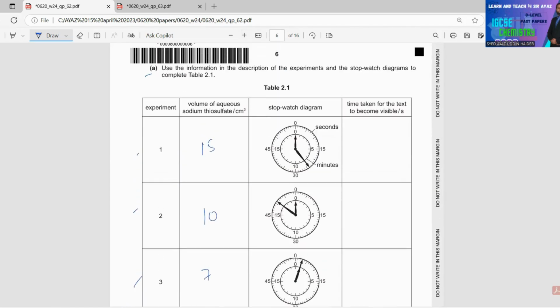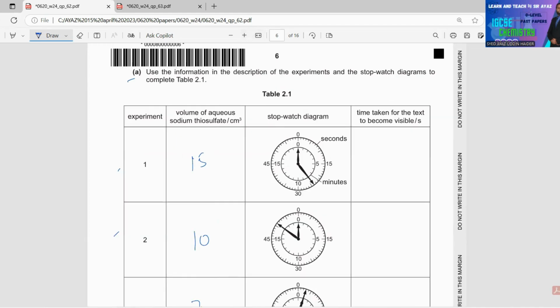Now the stopwatch diagram, time taken for the text to become visible in seconds. For the first experiment, it's 24 seconds. If you look carefully, we don't have any minutes here, only 24 seconds, so I will write 24. For the second one, again, we don't have any minutes. It's 0 minutes and 51 seconds. Here's the point, 51 seconds.